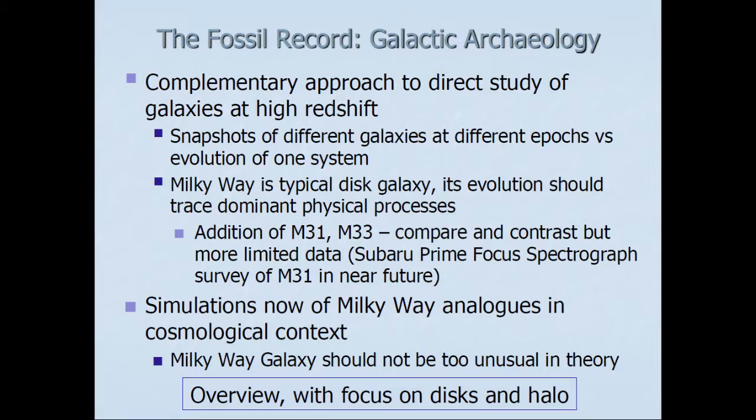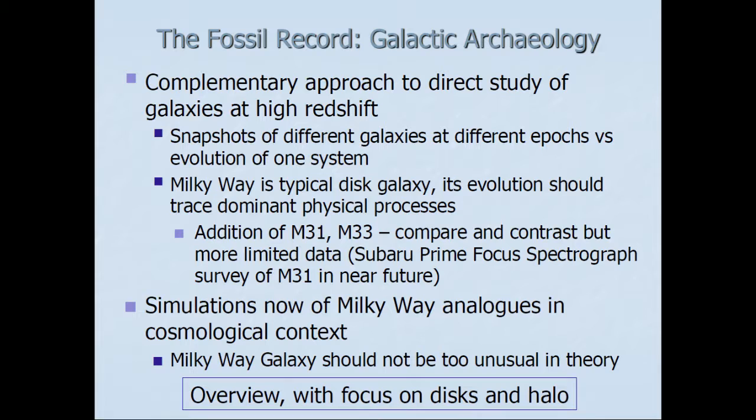So we're looking at the snapshots of one system as it ages. Very complementary, and of course we hope that we can reach similar conclusions both ways. We think the Milky Way is a typical disk galaxy, at least in its large-scale properties. Of course, it's the one that we can study in most detail. So its evolution, if we can decipher that from studying the stars, should tell us the dominant physical processes in how you form a typical large disk galaxy, which is, of course, a typical galaxy.